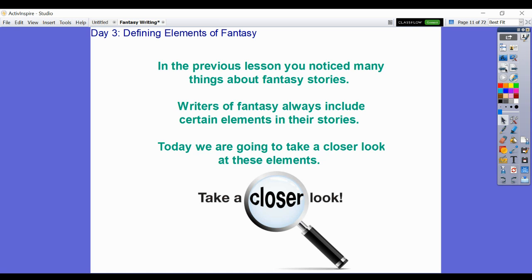Welcome to your first writing lesson online. Last week, we began our brand new writing unit of fantasy. And today we're going to take a look at day 3, defining elements of fantasy.